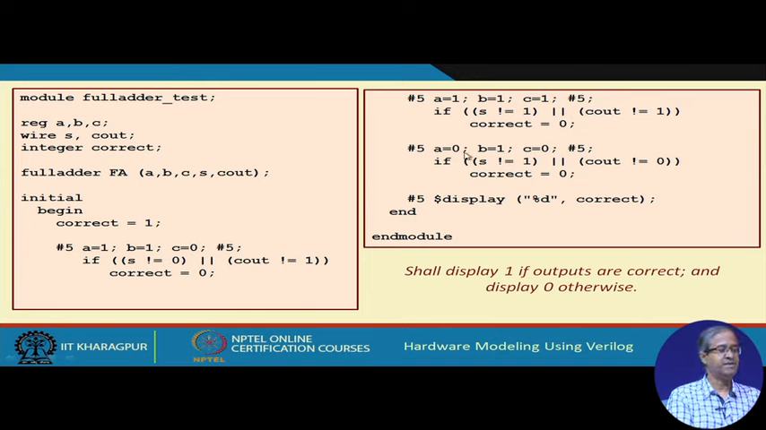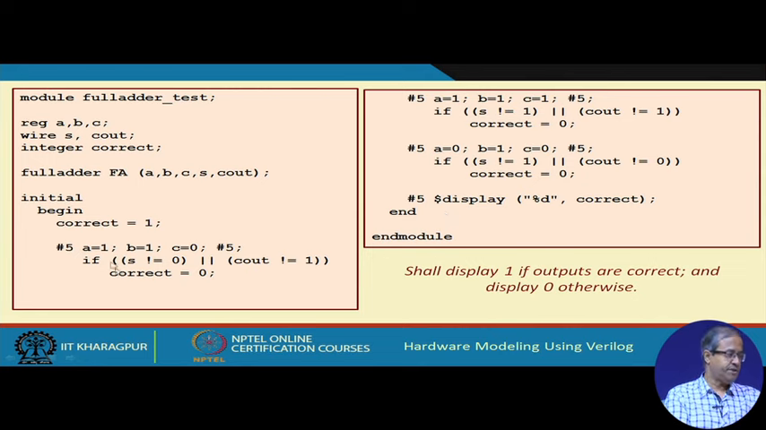and then the last vector 0 1 0. 0 1 0 is supposed to give sum 1 and carry 0. So, if sum is not equal to 1 or carry is not equal to 0, correct equals 0. At the end you just display correct. So, it will be displaying either 0 or 1.